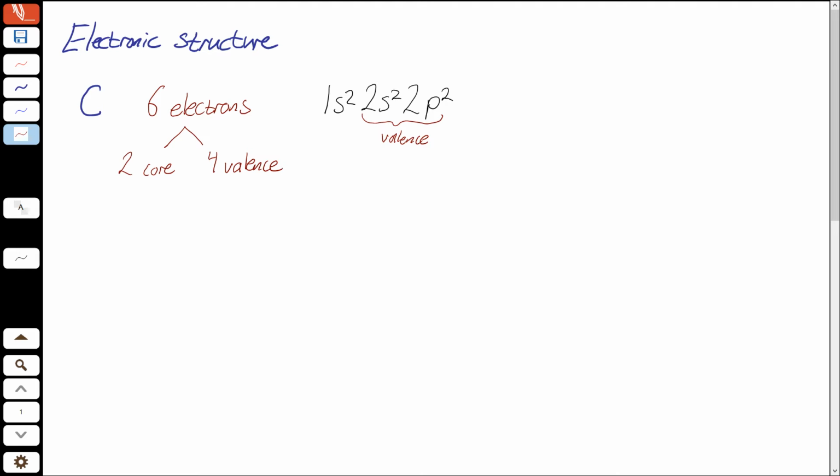Close. I heard somebody say 4, which is close. You get 6 electrons in the p's. How many orbitals are there? 3, yeah, right, 3. You get 2 electrons per orbital. So 3 p orbitals and 1 s orbital.